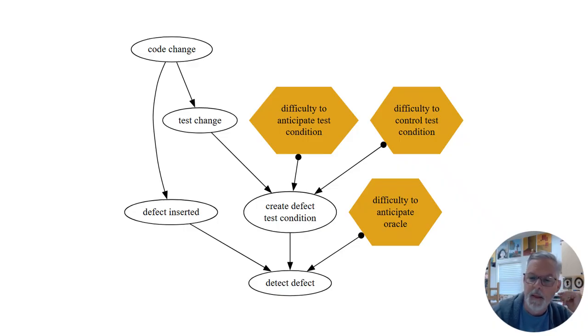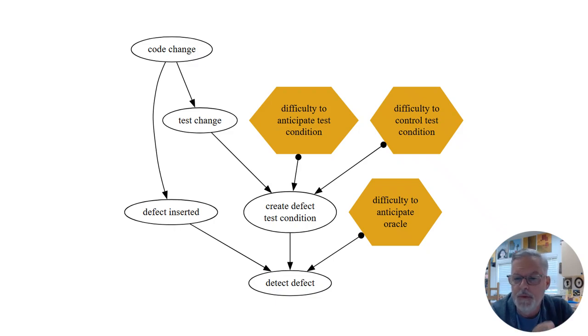Okay. And so these three difficulties get in our way by reducing the probability of certain things in the model. That's what the arrow with the dot on it indicates: the thing at the beginning of the arrow going up, getting bigger, drives down the thing at the end of the arrow, the probability of it happening, the size of it, the impact of it, whatever. So difficulty to anticipate the test condition or to control the test condition impedes our ability to create the test condition we need to make the defect manifest as a bug or problem or issue. Difficulty anticipating the oracle impedes our ability to detect the defect. Do we see it happen? Do we understand it? So that's what making that bigger does.